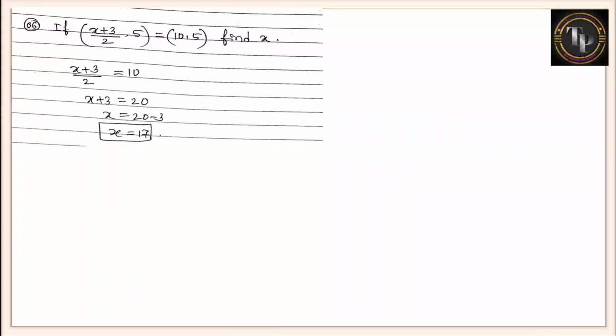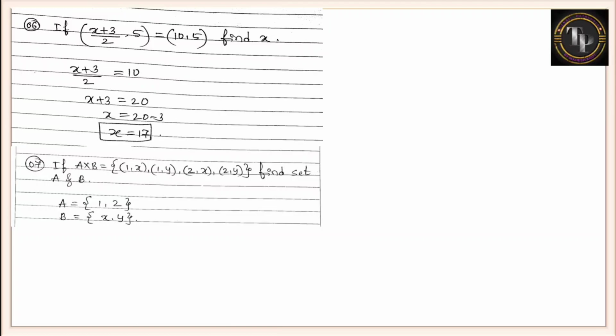If the set {x plus 3 by 2, 5} is equal to {10, 5}, find x. So two sets are equivalent, and you have to find the value of x. When two sets are equivalent, the LHS number is equal to the RHS number. So x plus 3 by 2 is equal to 10, x plus 3 is equal to 10 into 2. 2 is in the denominator, so when you take it to that side, it becomes a multiplier: 20. Plus 3 is there; when you take plus 3 to that side, it becomes minus 3. 20 minus 3 is 17. The x value is 17.